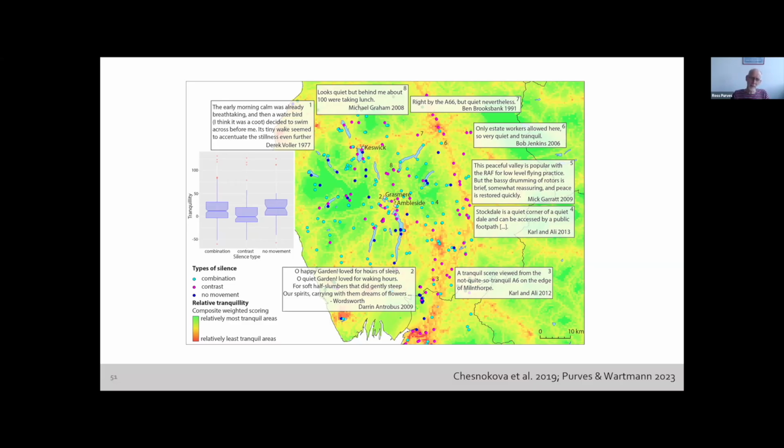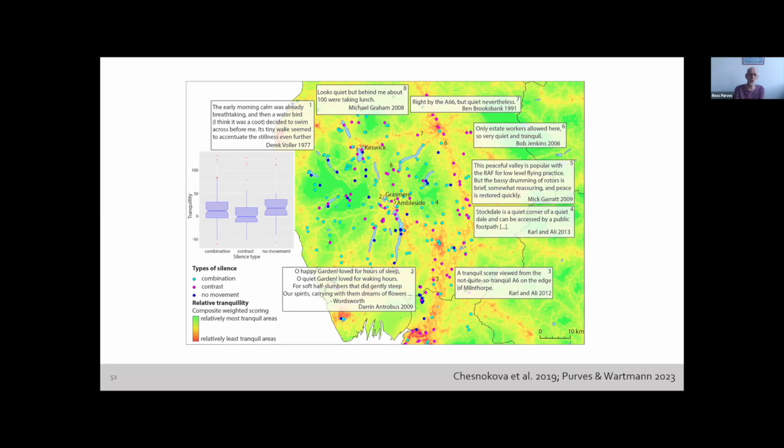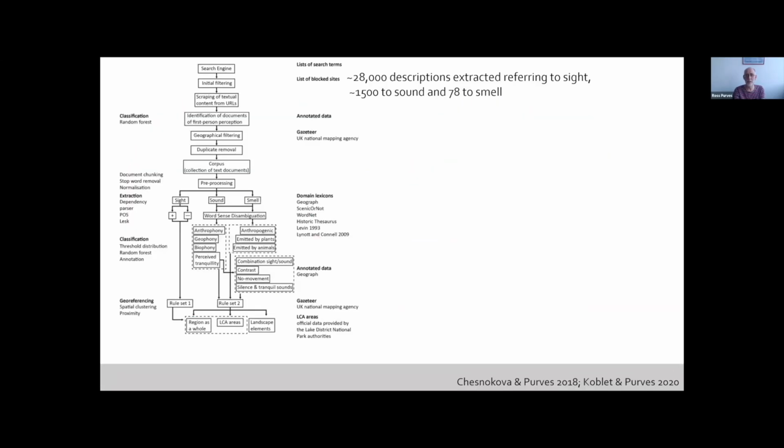So we would make this differentiation between modeled or potential tranquility, which is this continuous representation in these colors, and these points, these places that people actually found to be tranquil, which we would call experienced tranquility. So these potential and experienced tranquility differ in important ways. And to find that out, we need to use language or we need to ask people. So language is a really good route to finding that. And the other key result here is that I showed you that on these models, tranquility wasn't really there as a thing in its own right. And it turns out it's a very important landscape value that people care about a lot, and maybe it should be there.